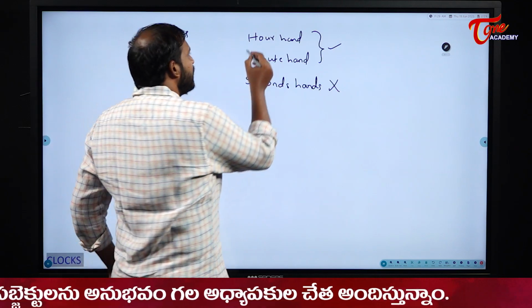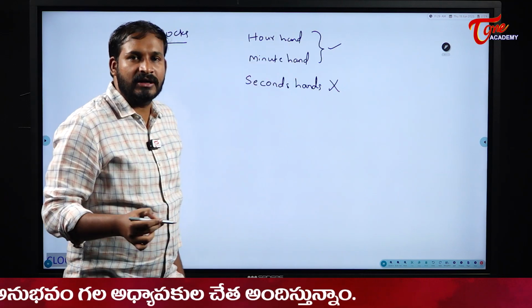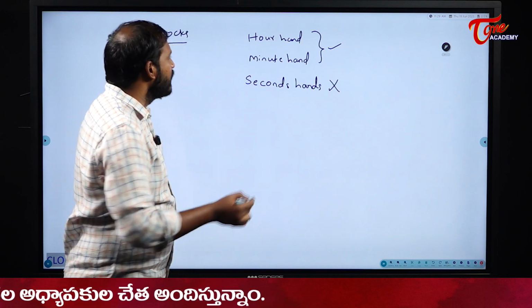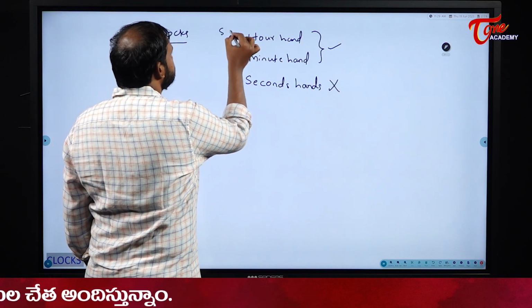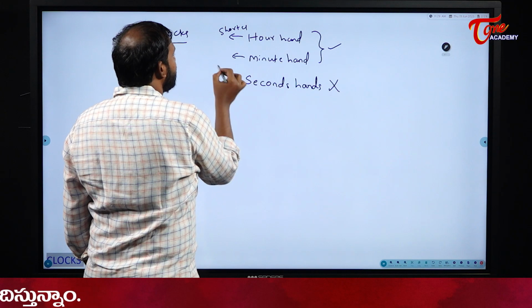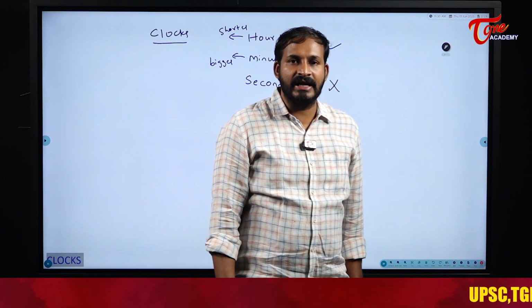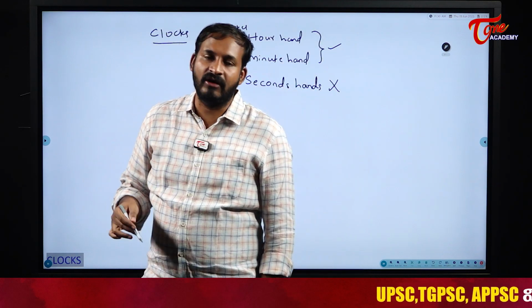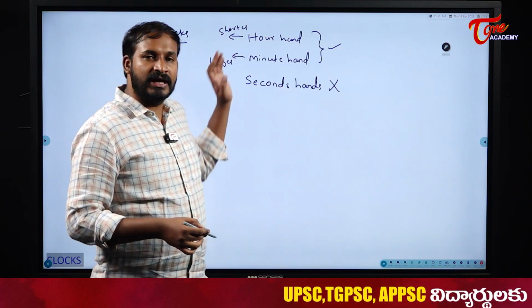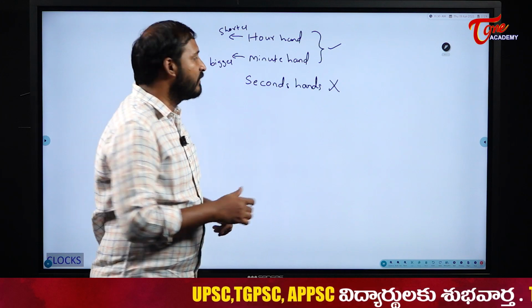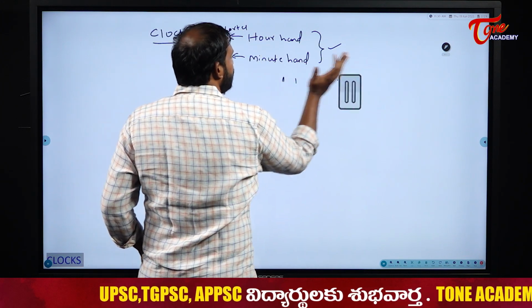Next, among these 2 hands, which one is the shorter one and which one is the bigger one? Hour hand is the shorter hand, and when it comes to my minute hand, it is the bigger hand. Sometimes instead of saying hour hand and minute hand, you may use the words shorter hand or bigger hand. So we should know the difference clearly. We already know, because we observe that in our day-to-day life.